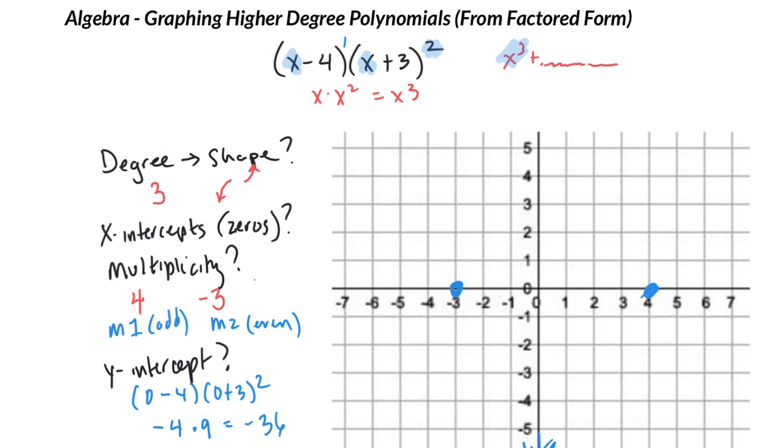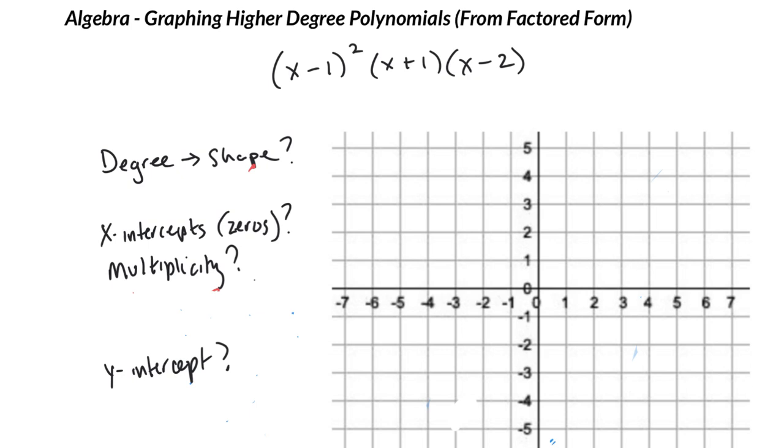Okay, so let's do a rough sketch using our shape and our zeros. We knew that it would start down here. At negative 3, it's going to touch but not cross because it's got even multiplicity. It's going to go way down. I'm just going to pretend that goes off the screen there to negative 36, and then it's going to come back through 4 heading up like that. That is what my graph would look like. Let's do another one.